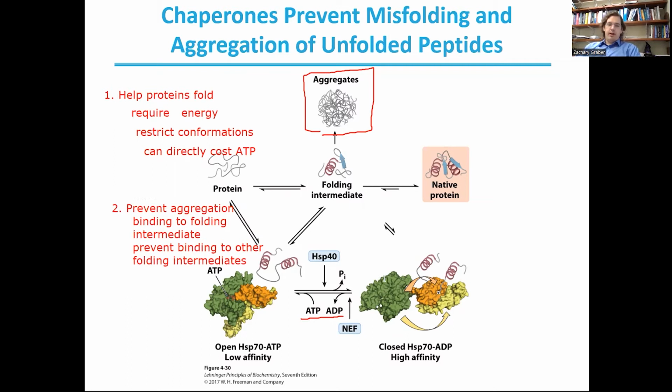So of course, in this diagram, we see a specific chaperone, this HSP70, binding to our folding intermediate here. And then we see a change in the conformation of our chaperone as it's helping to fold the protein, and it's using ATP to accomplish this.